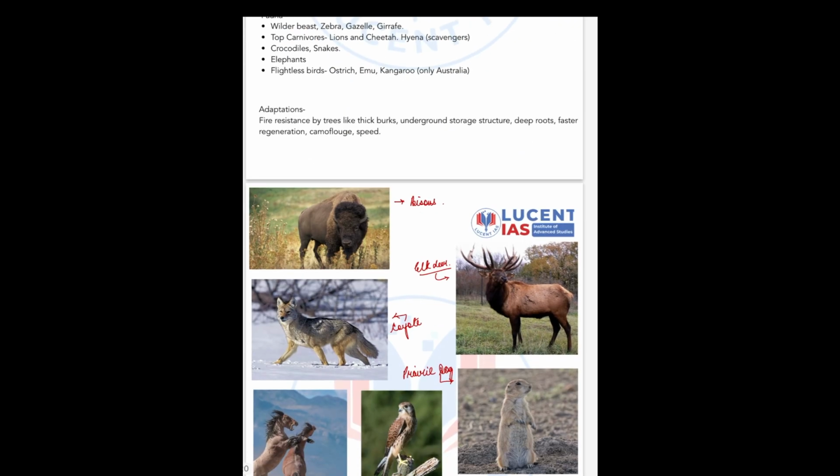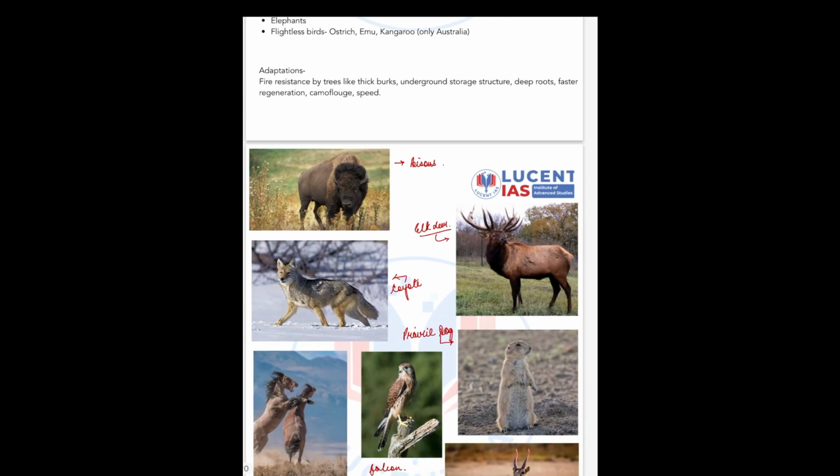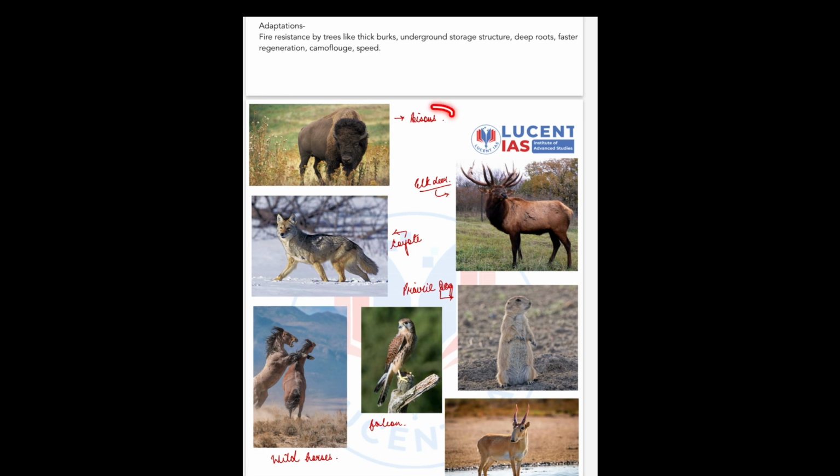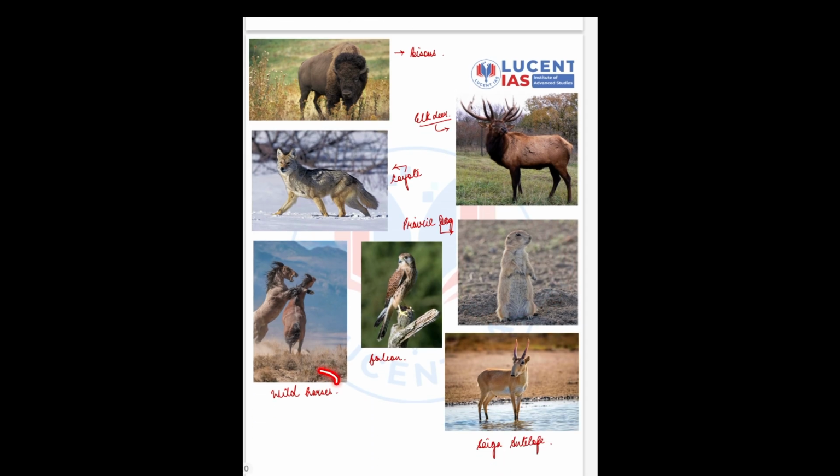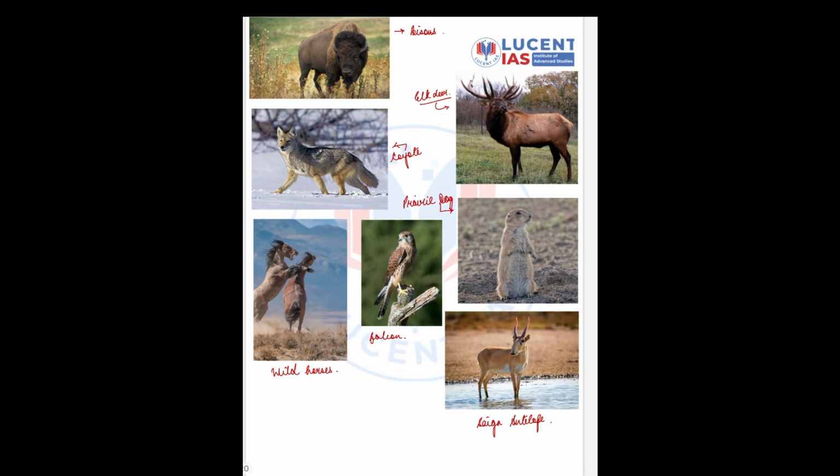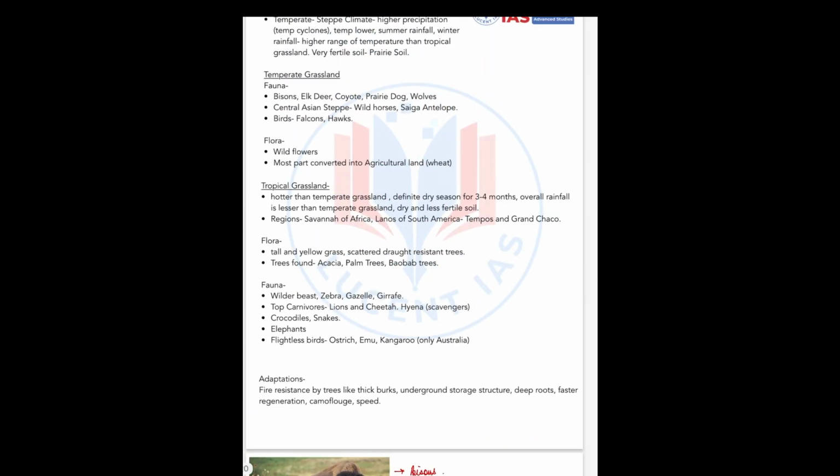So let us see the animals found, with pictures. One is the bison. Then elk deer. Then coyote. Then prairie dog, it is a type of squirrel. Then wild horses. Falcon, a type of bird, and saiga antelope. Clear? Next, let us see tropical grassland.